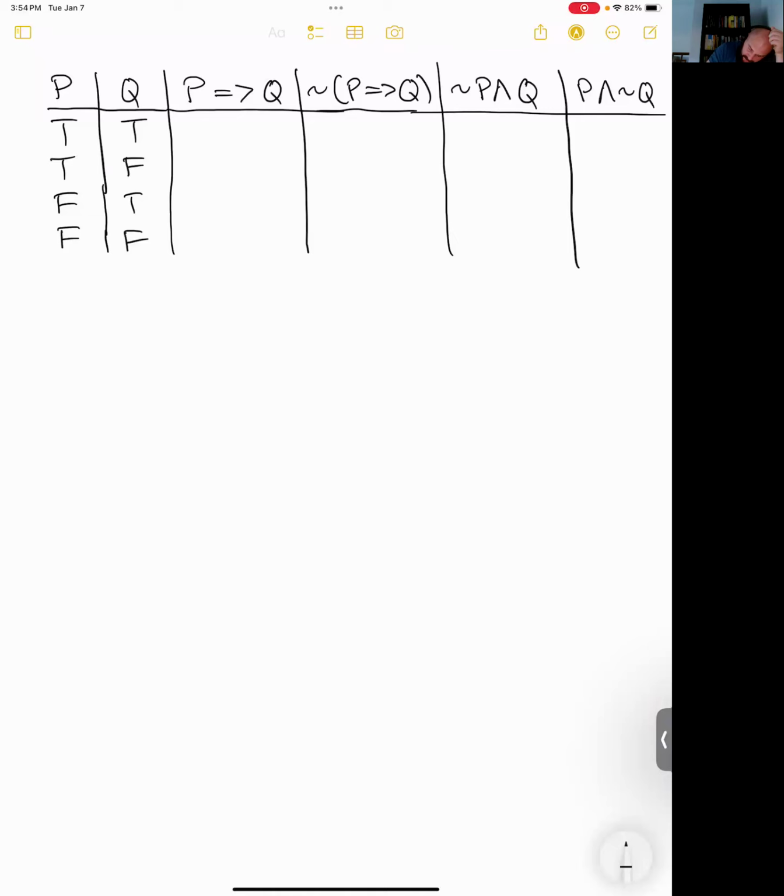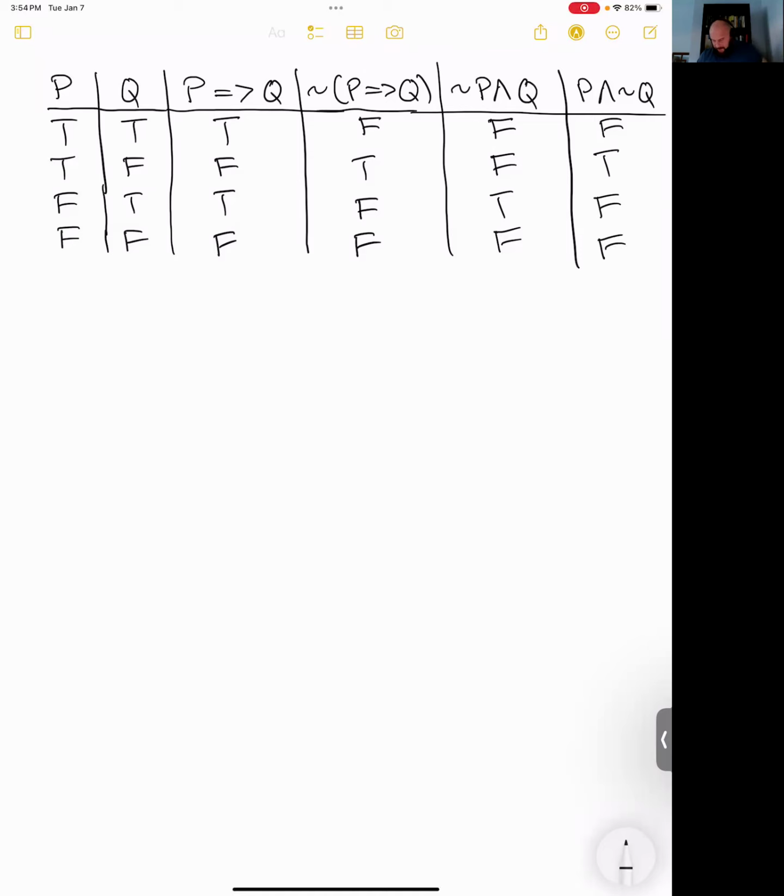Okay, so of course, P implies Q we know is true, false, true, true, and then the negation of that would be false, true, false, false. Okay, not P and Q, so that's false and true, so that's false. You need them both to be true. This is false and false. This would be true and true, and this would be true and false. Okay, this last one would be P and not Q: true and false, so that's false. True and true, false and false, and false and true.